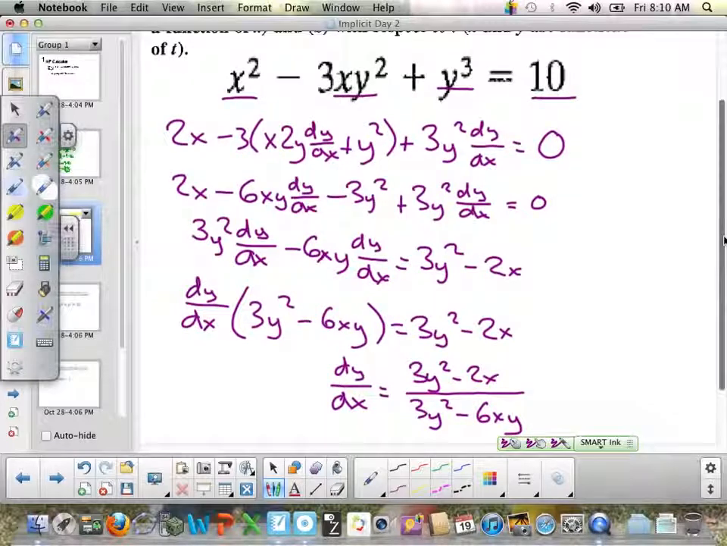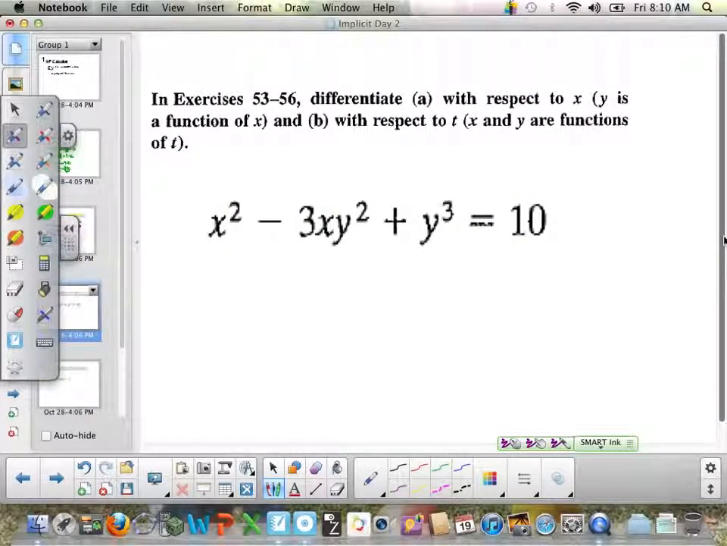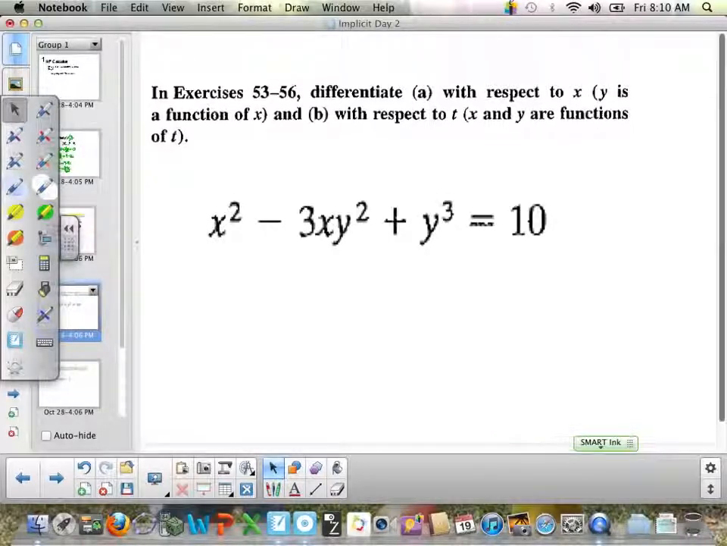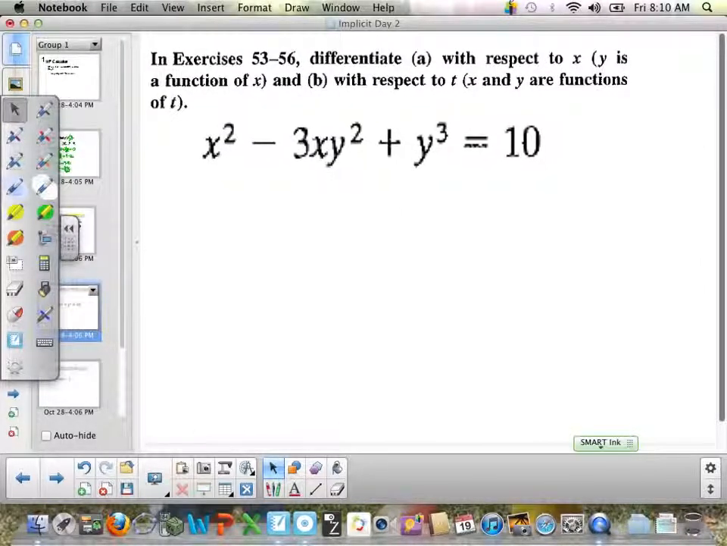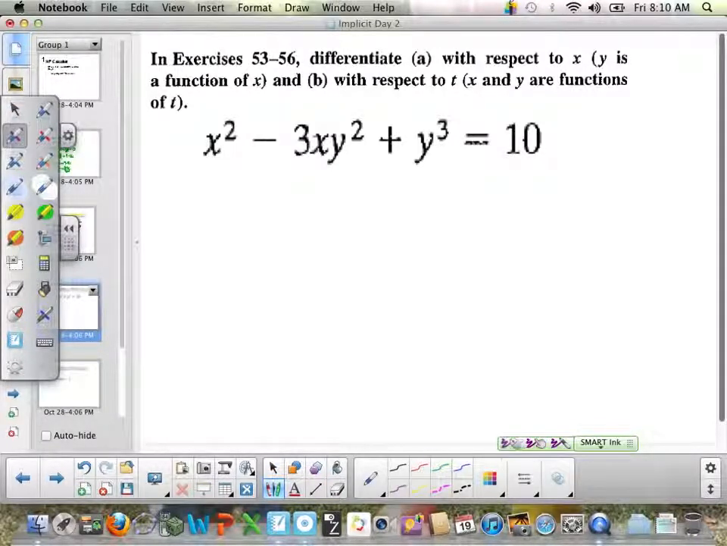All right, let's look at the same problem. This time, we will go with respect to t. And our variable will be implied in both the x and the y, because it's different than both of them. So this time, with respect to t, as we look at this problem, we got 2x. Now we need dx dt, because we're going different than x. We're with respect to t.